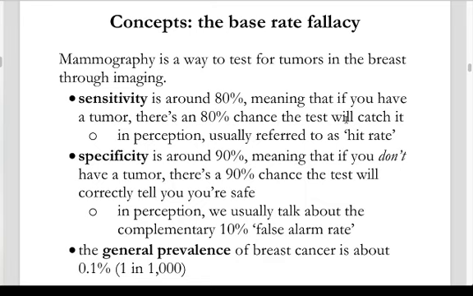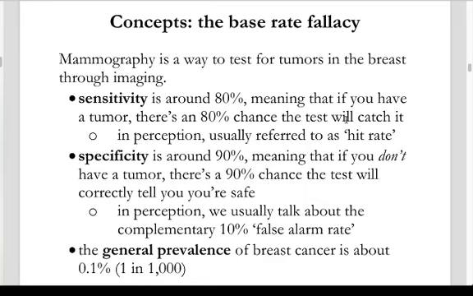It's confusing. In medical science, this is the sensitivity. So it's like the true positive or the hit rate. In medical science, they also talk about the specificity of a test. And the specificity of a mammogram is around 90%. So if you don't have a tumor in your breast, there's a 90% chance that the test will correctly tell you, hey, no tumor.